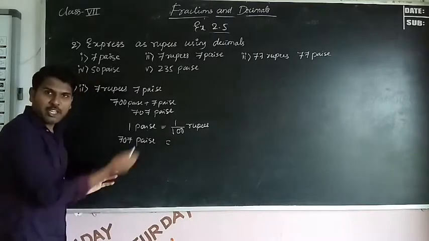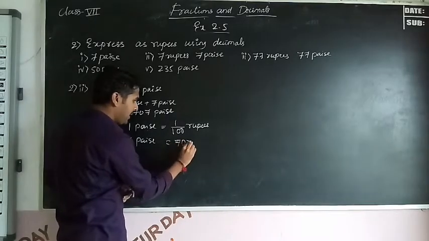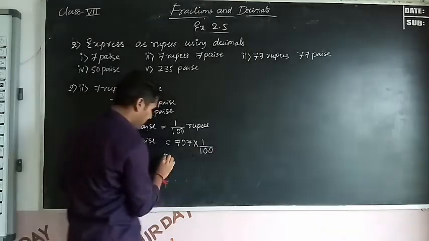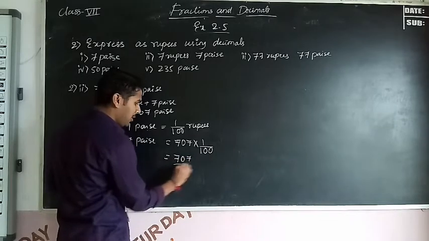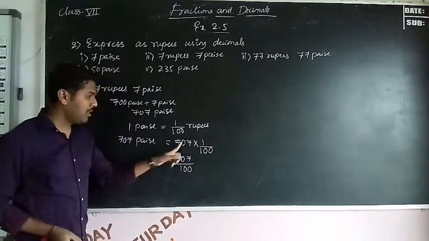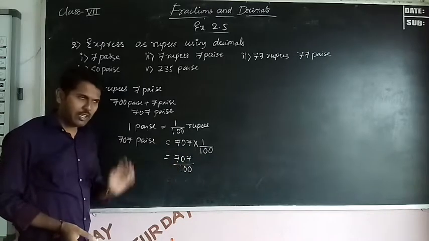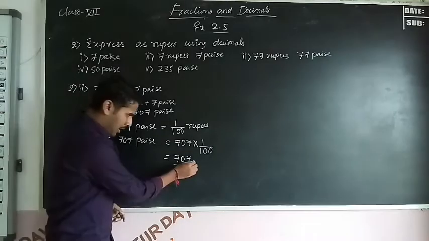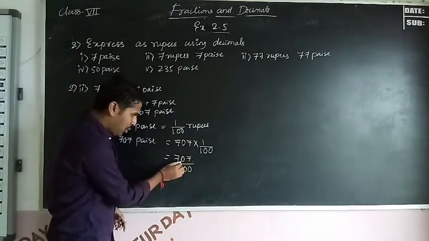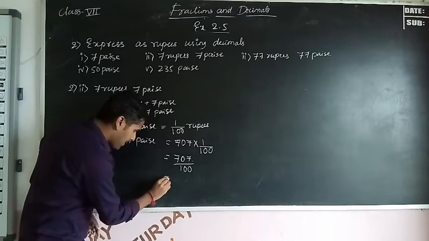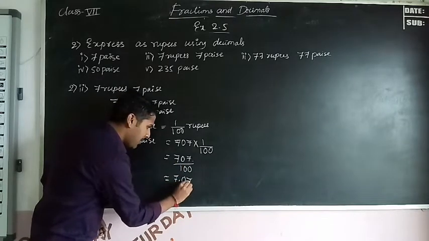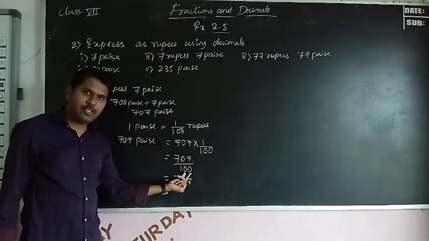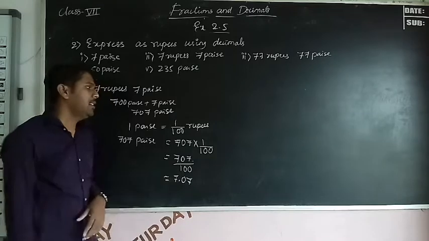Just cross multiplication: 707 into 1 by 100. So how to write this answer? 707 divided by 100, 707 into 1 is 707 only. Here how many places? 2 places, because 2 zeros are there. The decimal point is here, and shifting it 2 places gives the answer 7.07. Why? After the decimal point, how many digits? 2 digits, because 2 zeros are there. So the answer is 7.07.